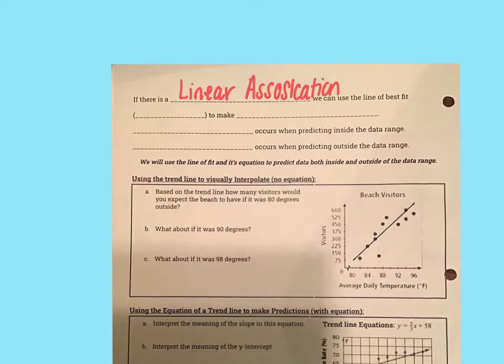You can use the line of best fit. Remember, line of best fit is the same thing as a trend line. I guess I was supposed to write that here. Duh. To make predictions. And really the whole point of a scatter plot, or the whole point of drawing trend lines on your scatter plot, is because it helps us make predictions.